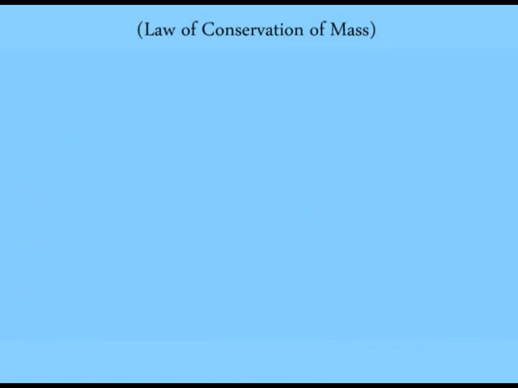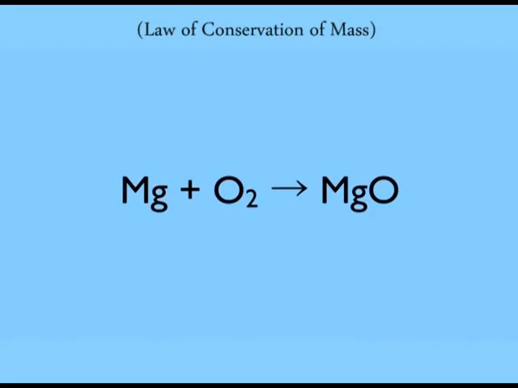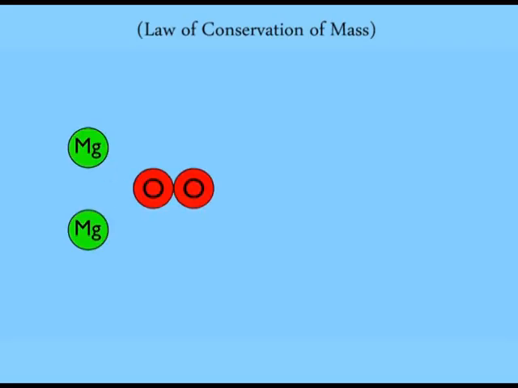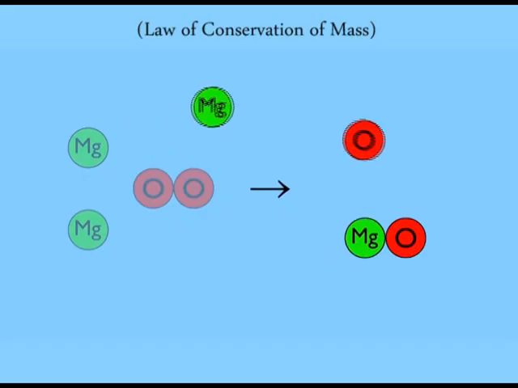For example, the burning of magnesium. This needs balancing. When we balance chemical equations, we are simply obeying the law of conservation of mass. All the atoms in the reactants must be accounted for in the product. It is easy to see this if we draw the atoms rearranging themselves to form the product. You can see clearly that no atoms are gained or lost during a reaction, so the mass is conserved.